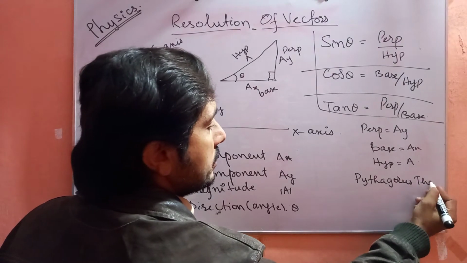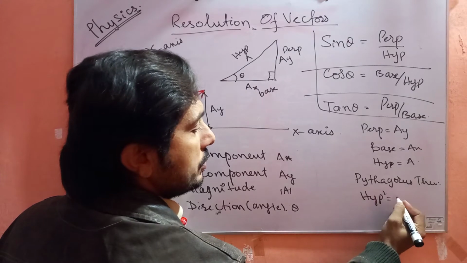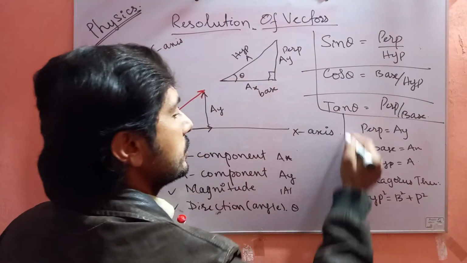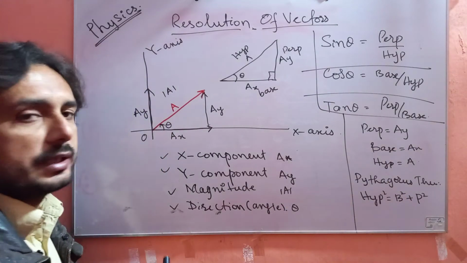The Pythagoras theorem. Okay, that was: hypotenuse square is always equal to base square plus perpendicular square. You should just recall these things. So let me just repeat the things again.